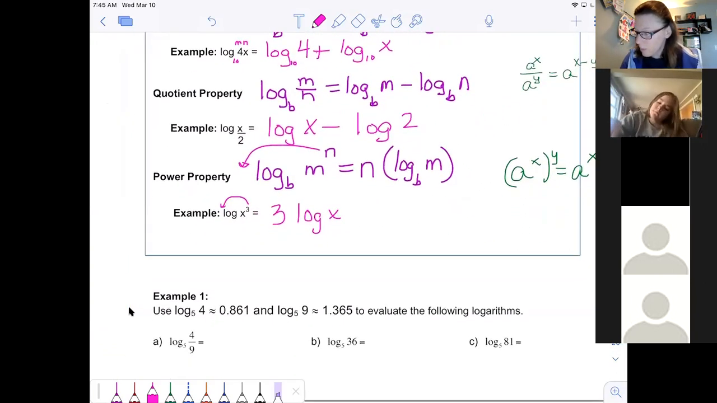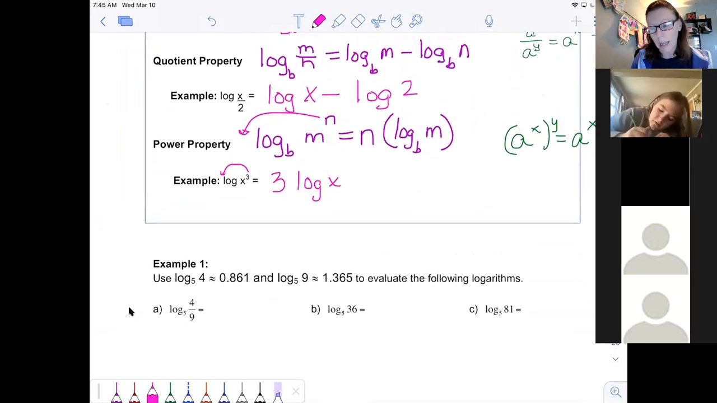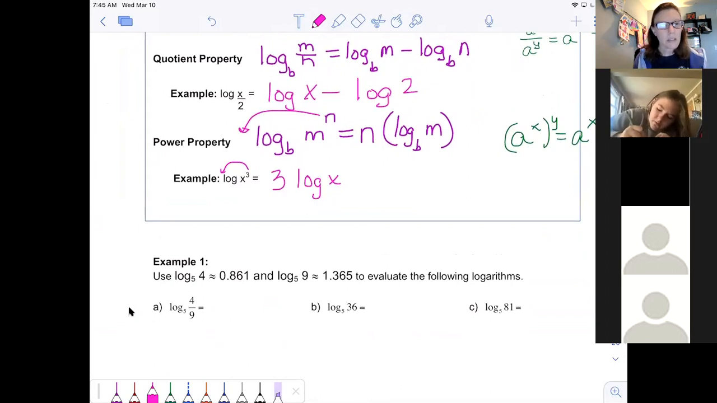So we're going to try and apply these properties, and try starting with example 1 here. Example 1 gives us numerical values for the log of 4 with a base of 5 and the log of 9 with a base of 5. We're going to ignore that for right now. I want you to just try and apply the property to letter A. So looking at letter A, we have the log base 5 of 4/9. So see if you can apply the property that corresponds with letter A. So think about, what are you given? How would the log property apply to it? So Ella, how would that log property apply to the log base 5 of 4/9?